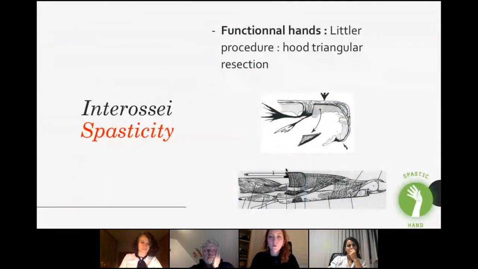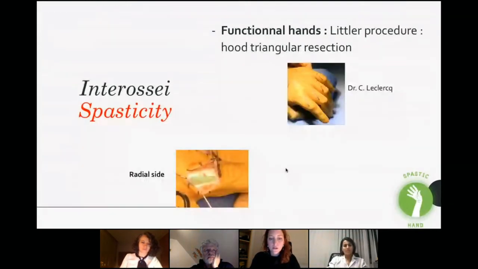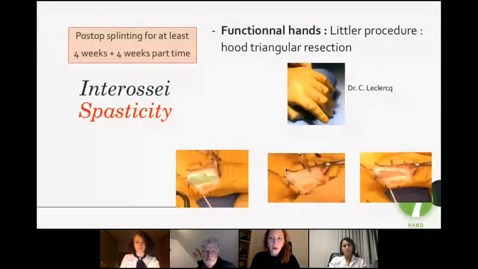In functional hand, we prefer a lesser procedure. We remove a triangular part of the hood, but beware, on the radial side we keep the palmar border, so to preserve the distal insertion of the lumbrical, and in that case we perform a post-op splinting for 4 weeks.